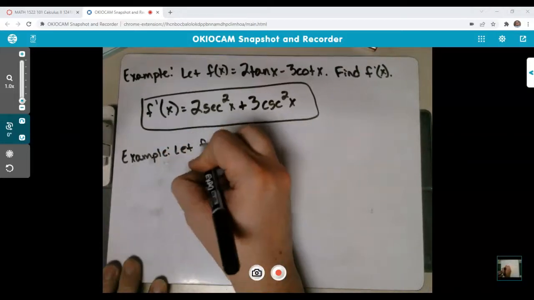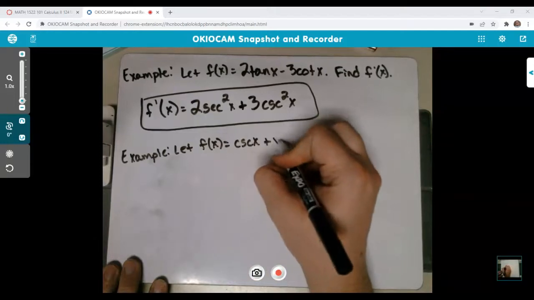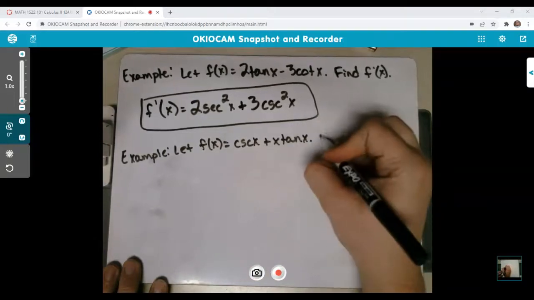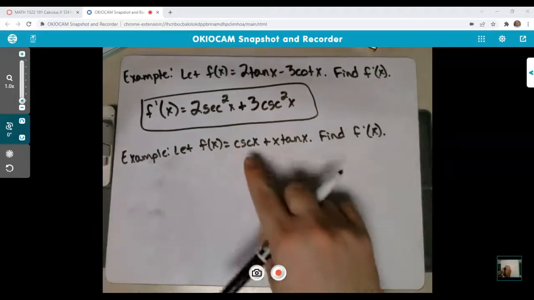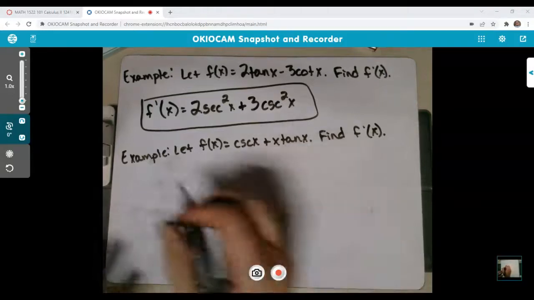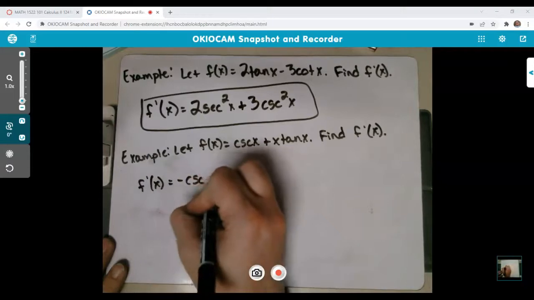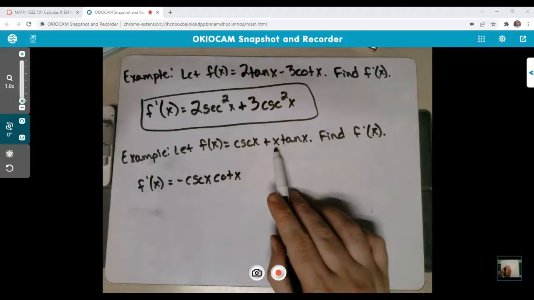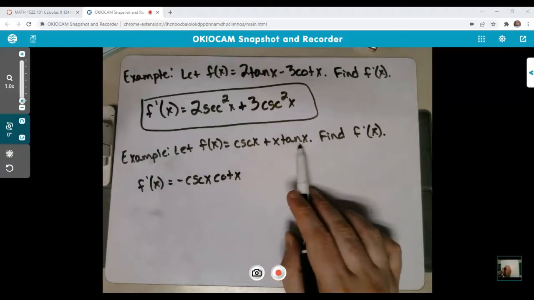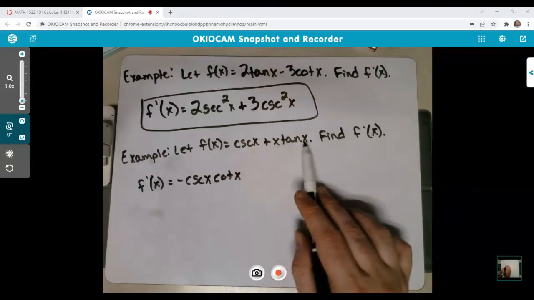Let's let f of x equal cosecant x plus x times tangent of x. And we're going to find the derivative of that. For the first part, this isn't hard because we already know the derivative of cosecant is negative cosecant x times cotangent x. But looking at this part, x tangent x, I've got to use the product rule here because it's x times this. This is a product, and so I've got to use the product rule.